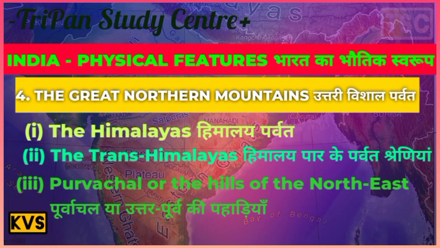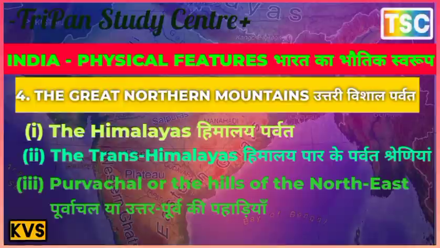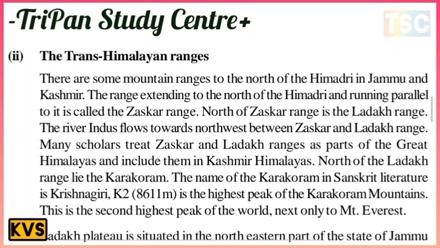The next one here, the Trans-Himalaya range. This is most important here, the Trans-Himalayas range. There are some mountain ranges to the north of Himgiri in Jammu and Kashmir. The range extending to the north of the Himgiri and running parallel to it is called the Jaskar range. This is important here. And north of the Jaskar range is the Ladakh range. The river Indus flows to the northwest between the Jaskar and Ladakh ranges.